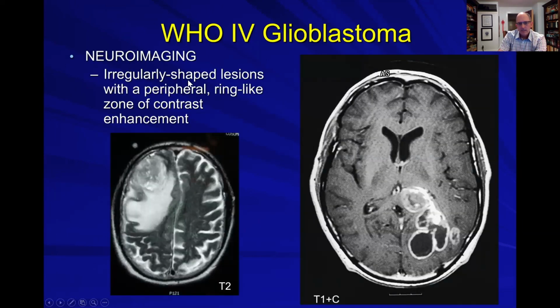On imaging, these look similar to the grade 3 tumors, but there are signs to suggest more aggressive behavior. It's going to be a little bit more irregularly shaped lesion. You still have this peripheral ring-like enhancement. You'll have this central zone of necrosis. And over here on this T2 sequence, you can really see how much edema these malignant tumors can incite.